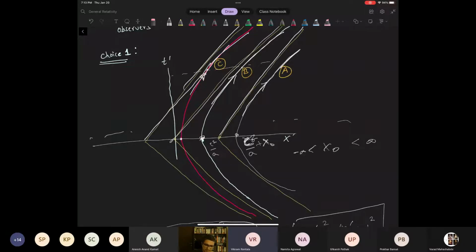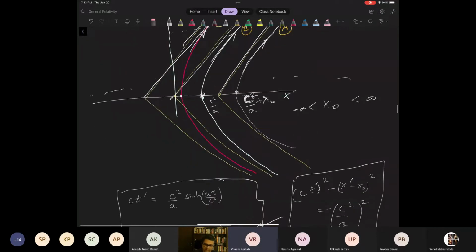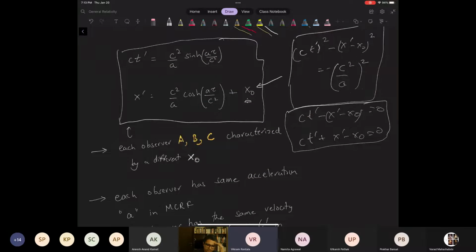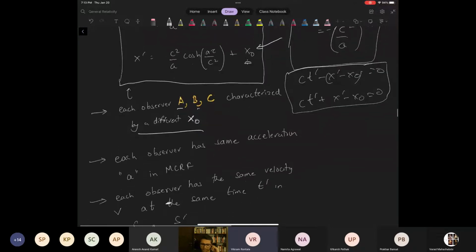And each one of them has this trajectory, and each one of them has an acceleration a in their MCRF. Okay, so each observer A, B, C that I've drawn above is characterized by a different x naught. X naught can go between minus infinity and infinity. Each observer has the same acceleration a in their MCRF.